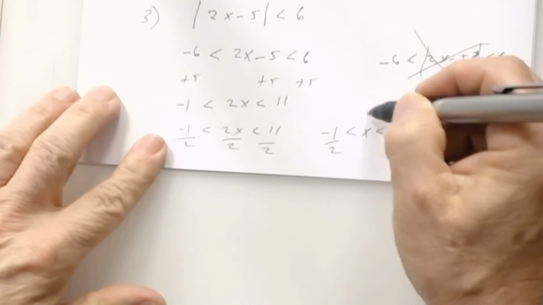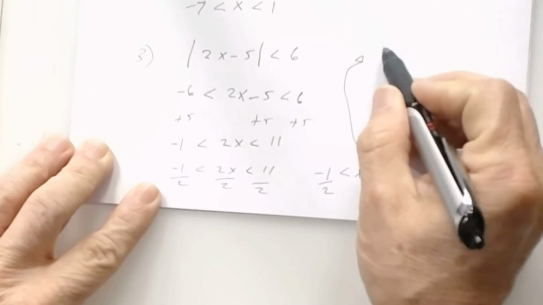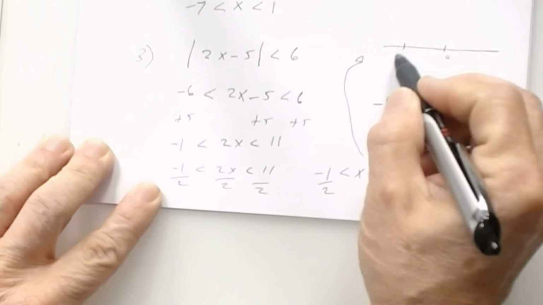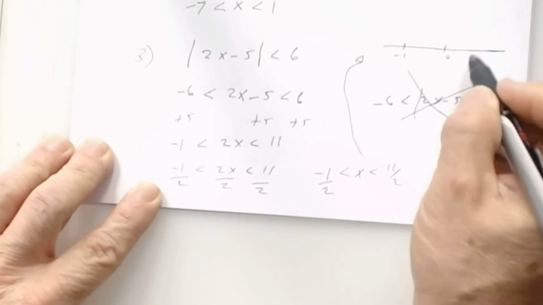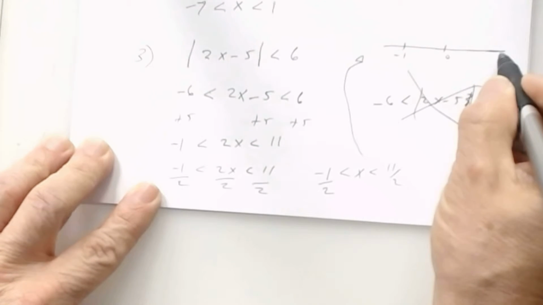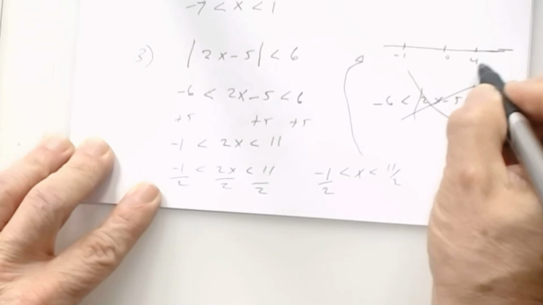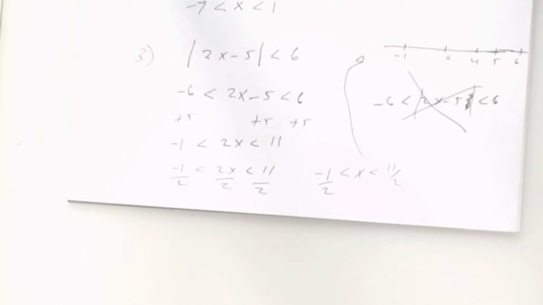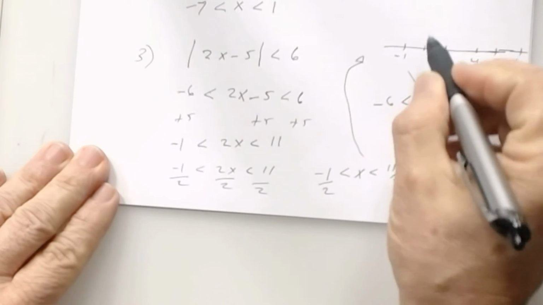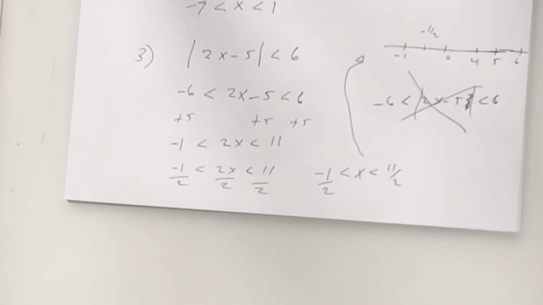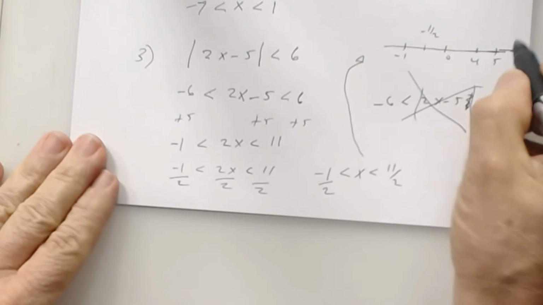So on the number line, here's 0. Here's -1. I'm running out of room, so it's not scaled right. So let's say this is 4, 5, 6. It's not scaled right. But where's -1/2 located? Between -1 and 0, right? Right in the middle. Where's 11/2 located? 11/2 is what mixed number? 5 1/2, so between 5 and 6.